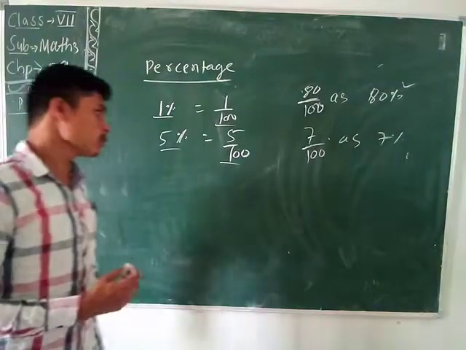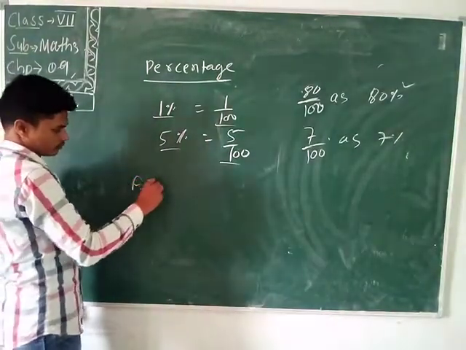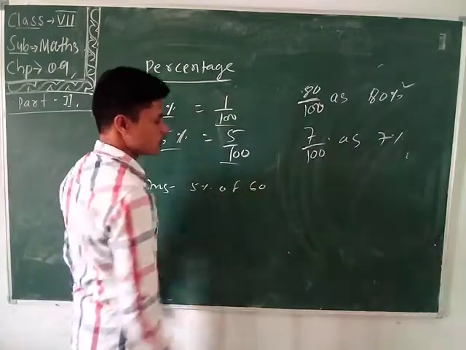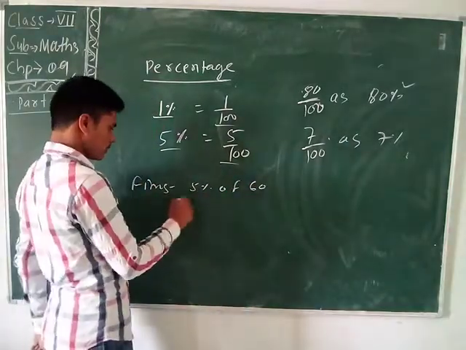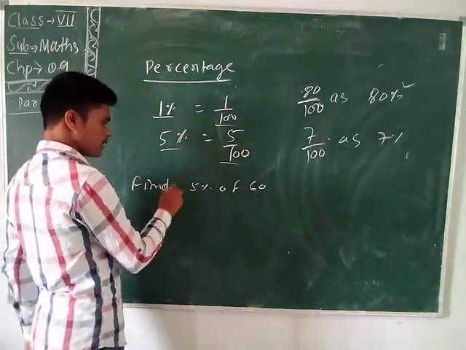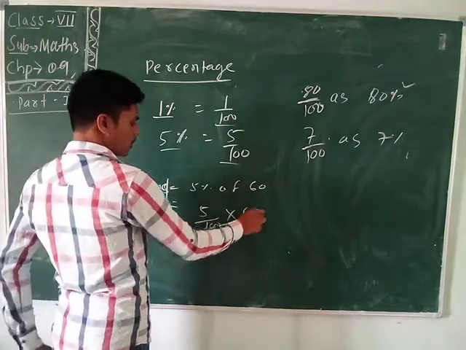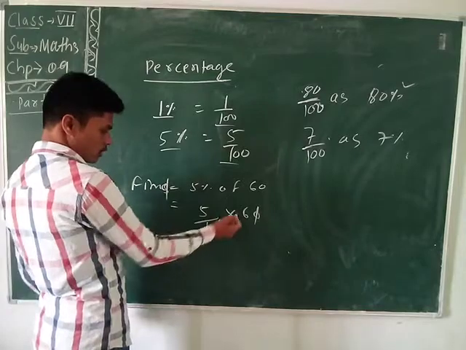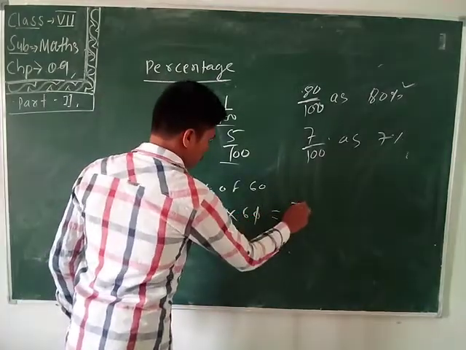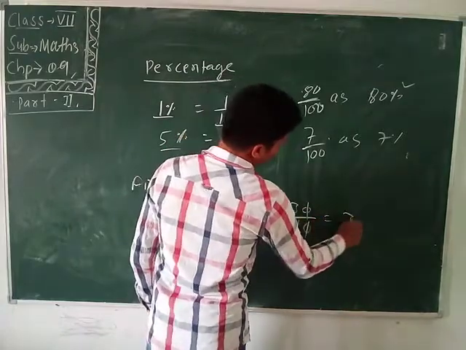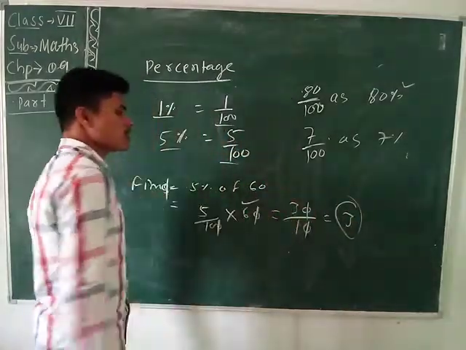Suppose you want to find 5% of 60. How can you find 5% of 60? That means 5 by 100 into 60. Now 5 sixes are 30, so 30 by 100, the 0 cancels, then 3. 5% of 60 is 3.